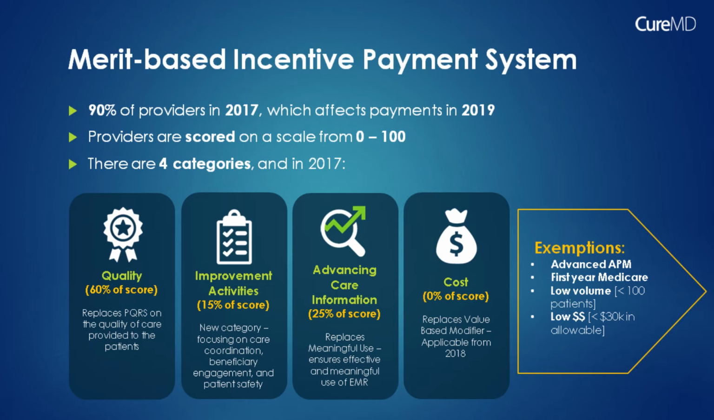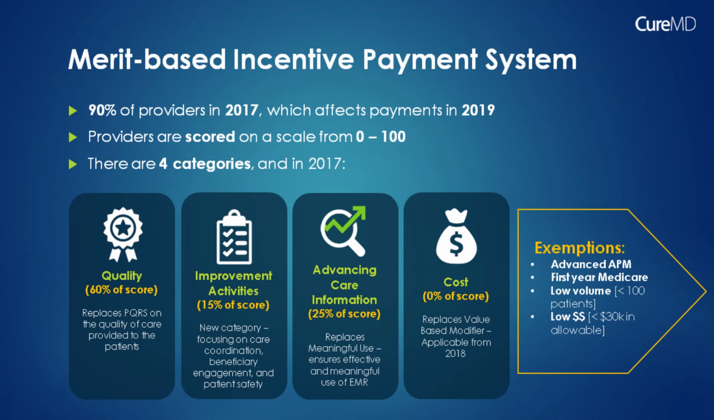And 15% for the third category, the new category called improvement activities, which is where you take up a couple of activities to change processes or improve processes in the clinic or in the practice, and you attest to doing so for 90 days or more.